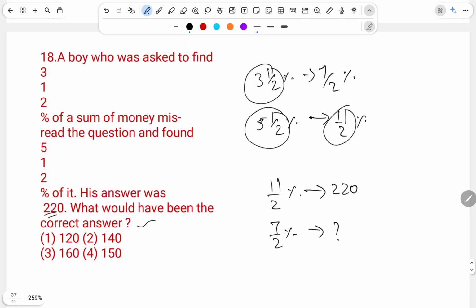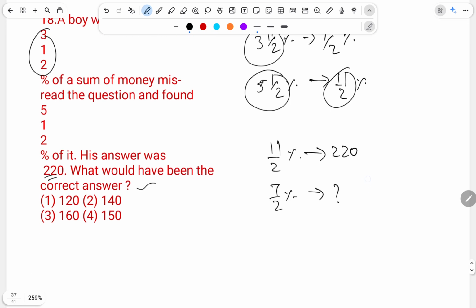A boy was asked to find 3 1 by 2 percentage. Original was 3 1 by 2, but he mistakenly found 5 1 by 2 and he got 220. If it is 3 1 by 2, what are they asking? 7 by 2 divided by 11 by 2 into 220. 2 and 2 get cancelled. 11 20s are 220, so the answer is 140.